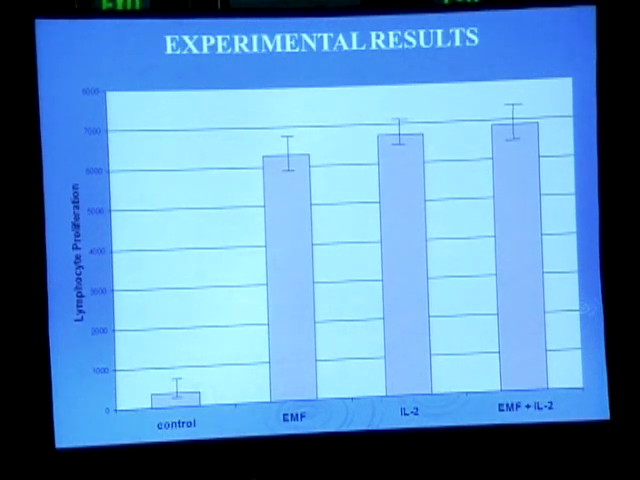When you use a standard chemical mitogen called interleukin-2, you get a similar kind of growth. And then when you combine the two, which is this, there is no enhancement, which is the same effect that Dr. Gupta got when combining energy and chemicals.